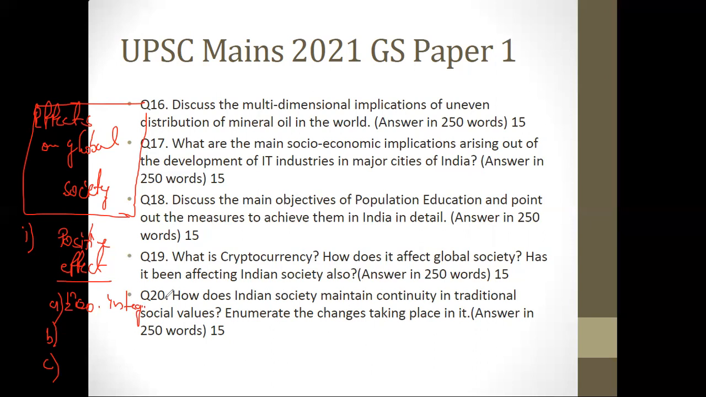Then talk about negative effects in the same bracket, effects on global society. So what are the negative effects you will talk about here? You can say that it can be used, and some people say it actually is used, for terror financing and tax evasion. It can be used by drug lords to promote black money and drug trafficking.